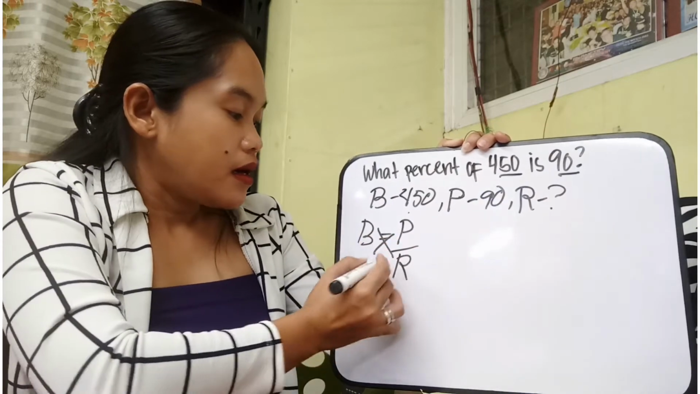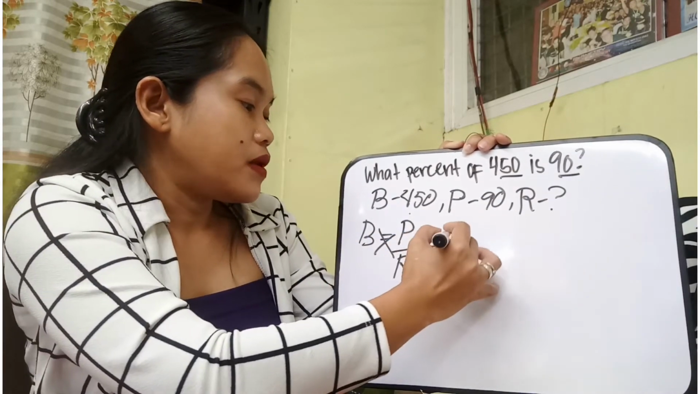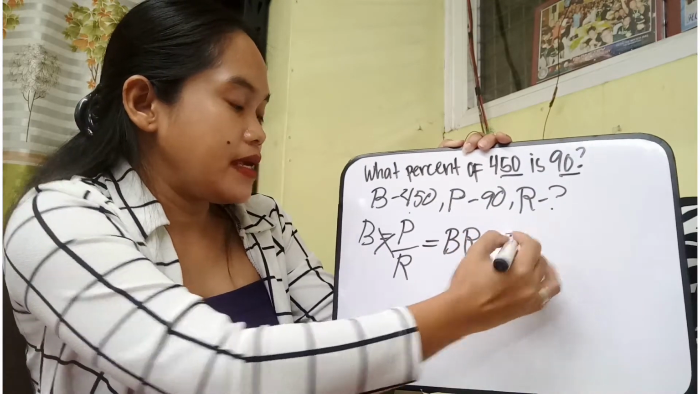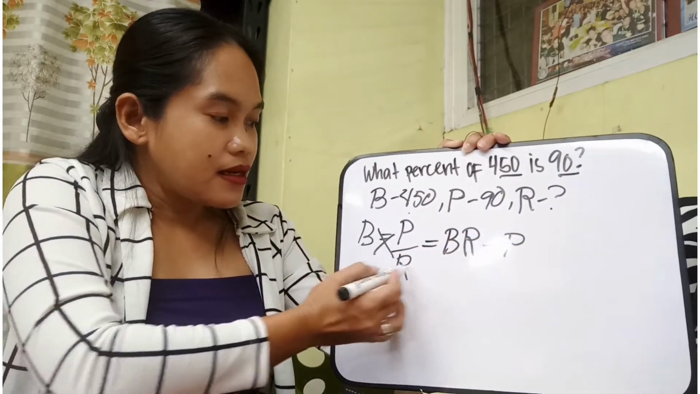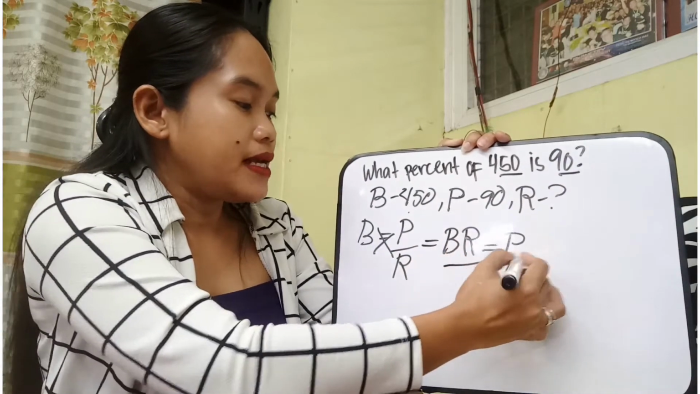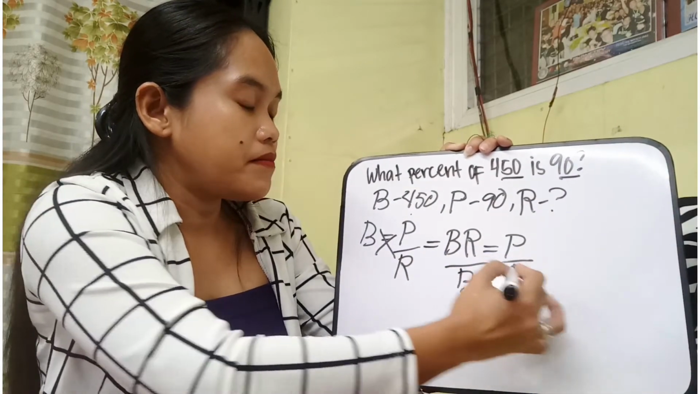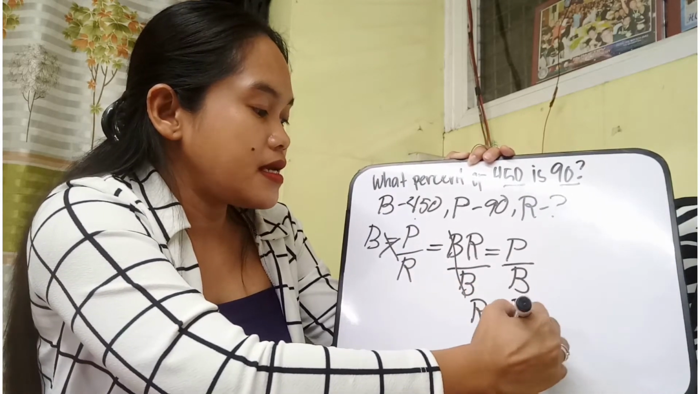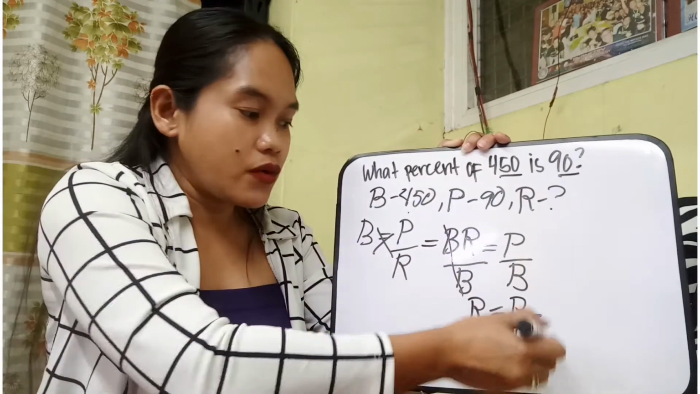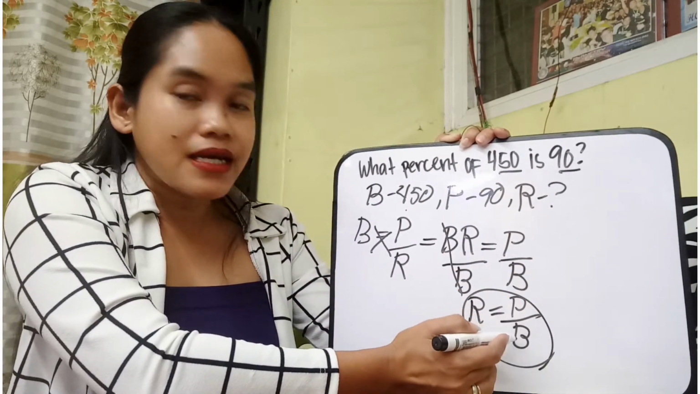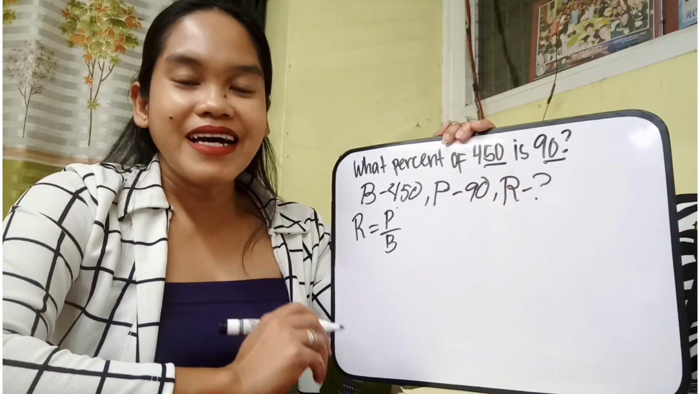So, B and R is equal to BR, or base times rate is equal to P. So, base times rate is equal to P. Para mawala ang ating base, over base, over base, cancel. So, R is equal to percentage over base. Ayan, ito yung formula natin. Paano natin hanapin si rate? Rate is equal to percentage over base. Ayan, may formula na tayo.